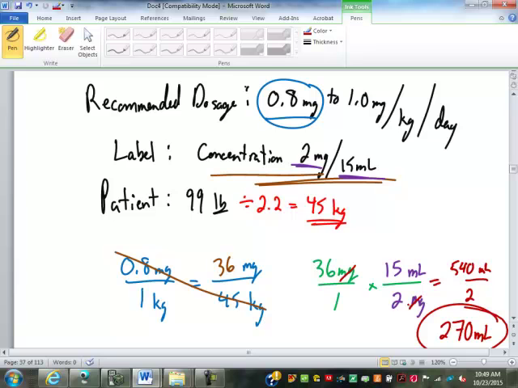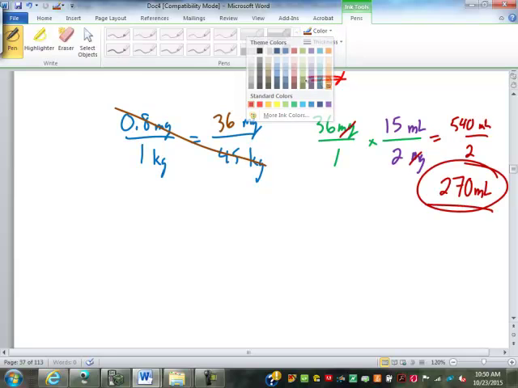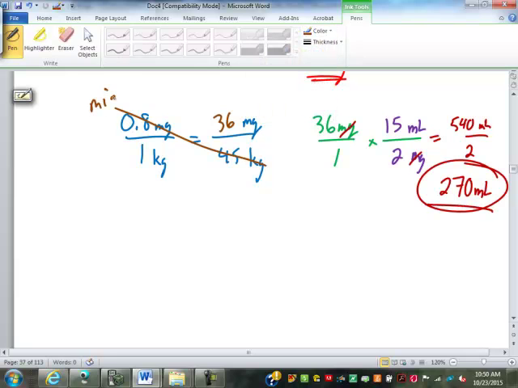Now, the one thing that we haven't included so far is the time frame. We do have to remember this is all per day, so that would be 270 milliliters per day we'd be delivering. That's the minimum because we used the minimum here. So this is the minimum dosage.